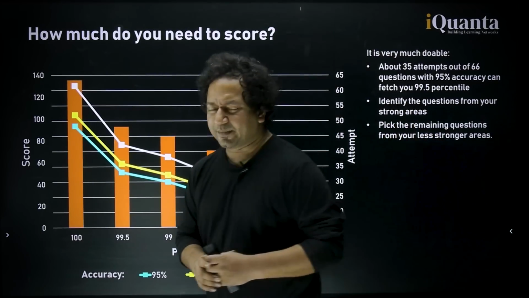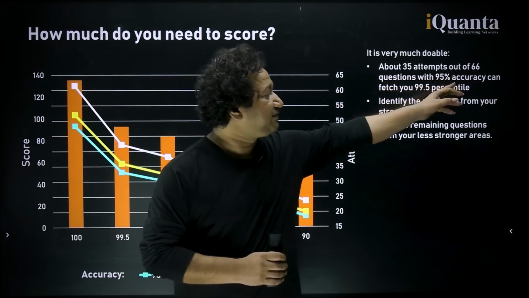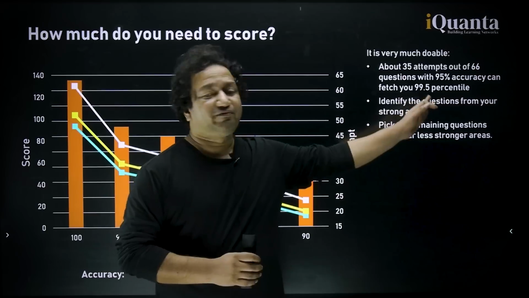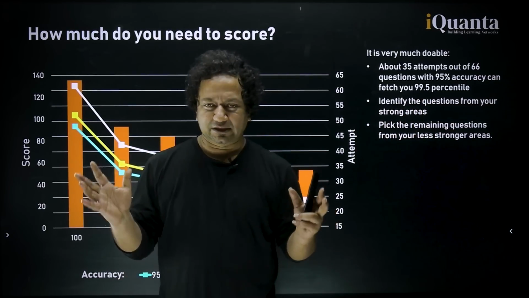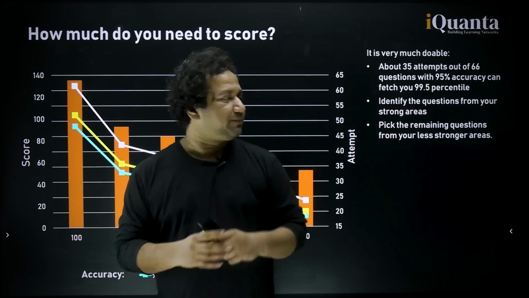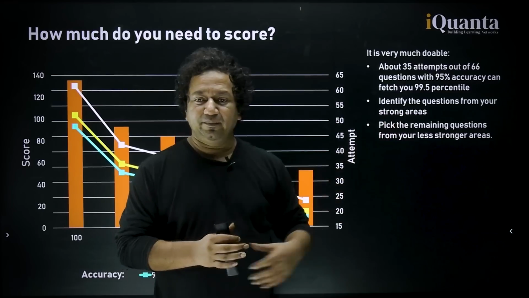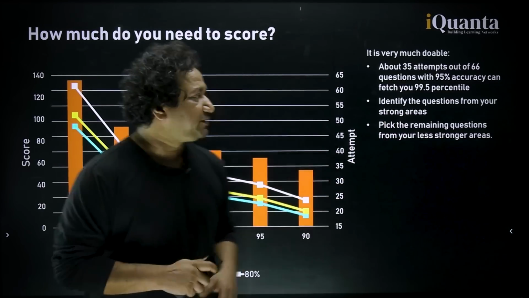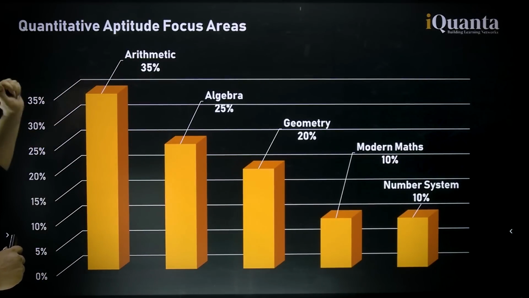So to summarize this diagram, we can say that about 35 attempts out of 66 questions with 95% accuracy can fetch you 99.5 percentile. You keep in mind that you need to clear all these sectional cutoffs, that is 85 percentile for all the IIMs. You need to identify the questions from strong areas, and then you have to pick the remaining questions from the less strong areas.